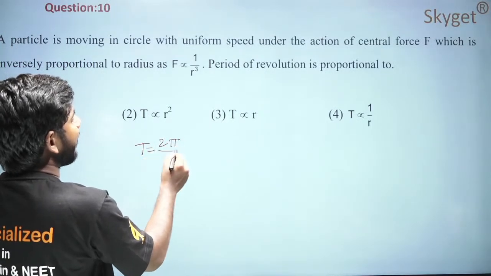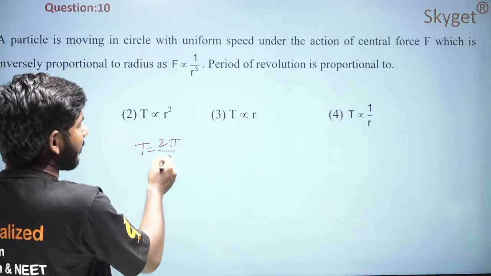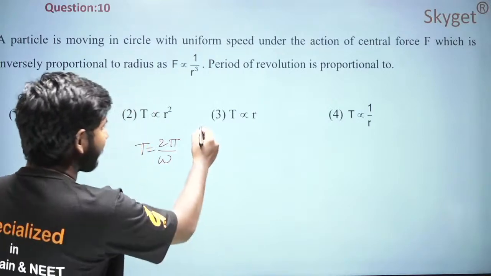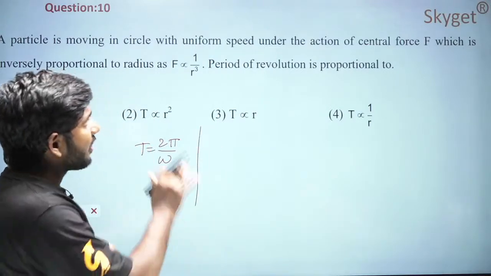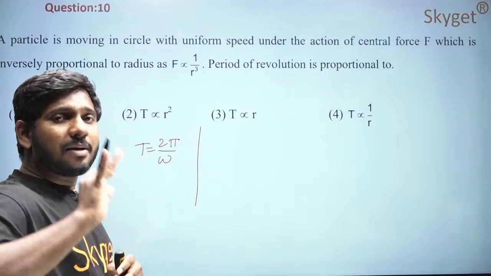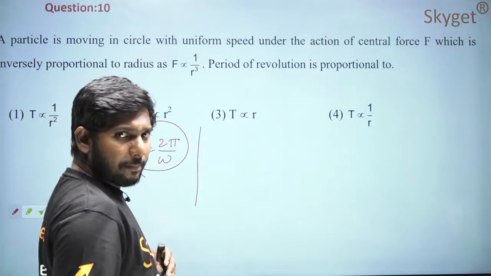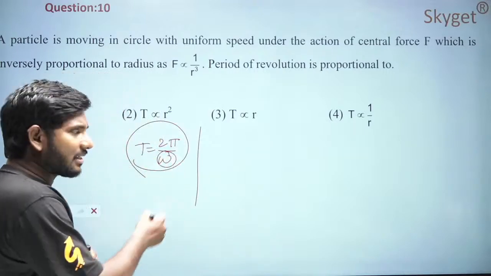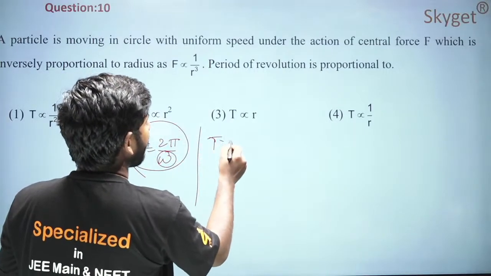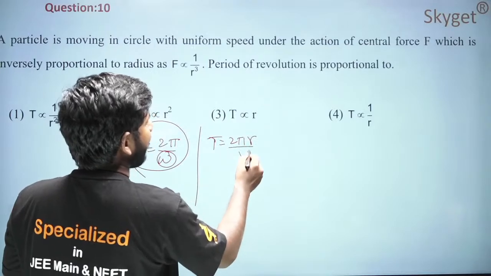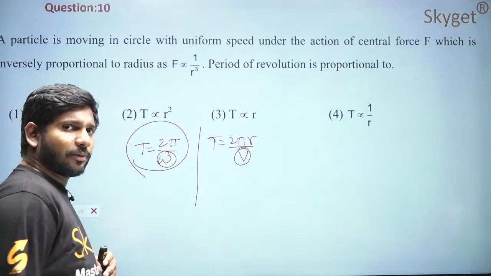If you know omega, apply 2 pi by omega, you will get the answer. This is one of the very standard questions, and similar questions have been repeated in many previous year examinations. So time period is equal to 2 pi by omega. If you know omega, you get the answer. Otherwise time period is equal to 2 pi r by v, you know velocity, you will get the answer.